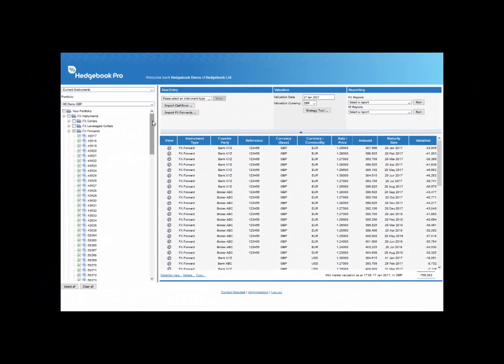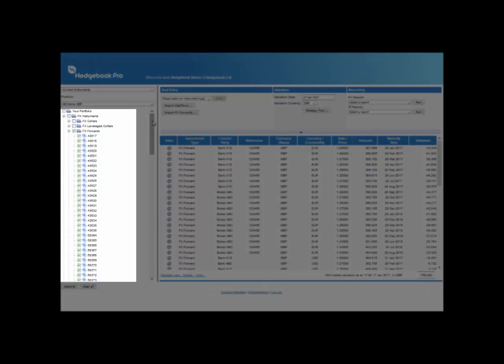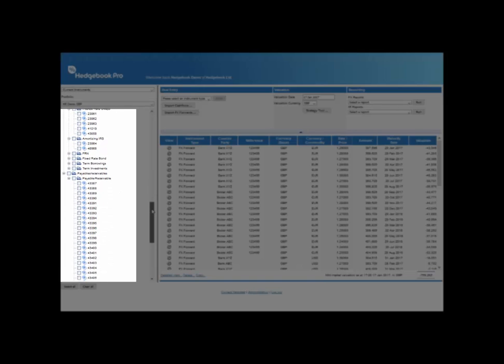On first logging in, the user is taken to the landing page. This demo account is set up as a GBP-based exporter hedging Euro and USD receipts. On the left-hand side is the instrument tree and shows the unique HedgeBook-generated deal IDs associated with any deals that have been input. In this example, there are a number of FX forwards, FX options, interest rate swaps, and cash flows. The cash flows are the known or forecast foreign currency receipts.